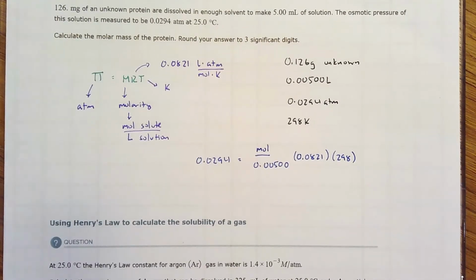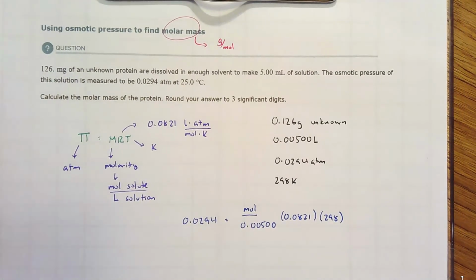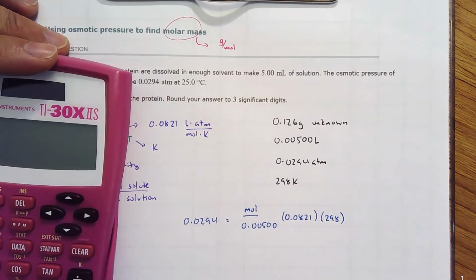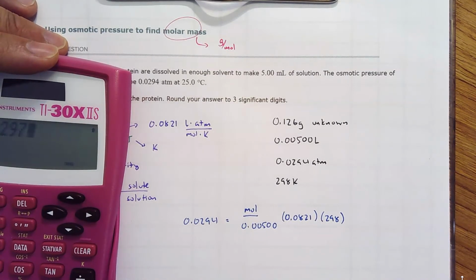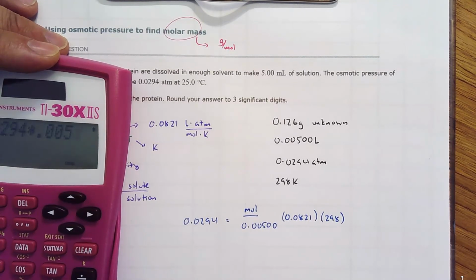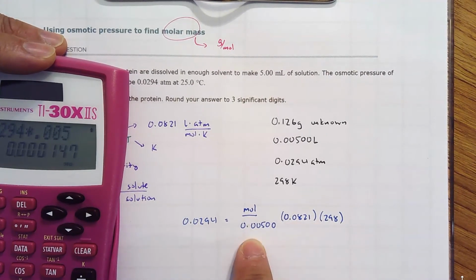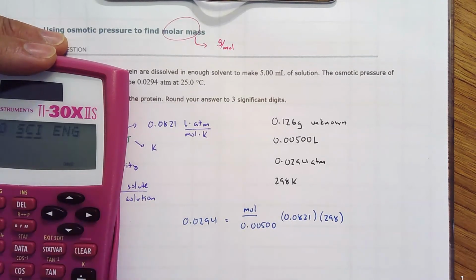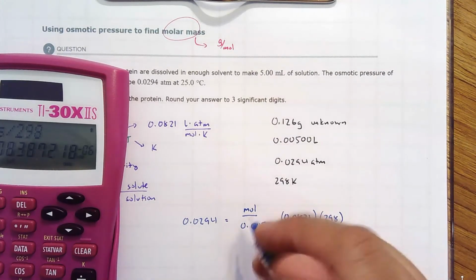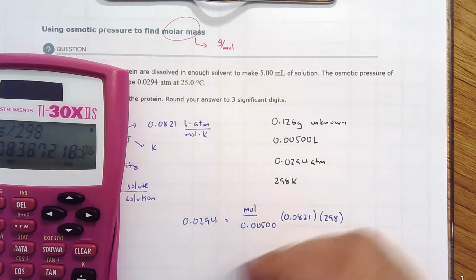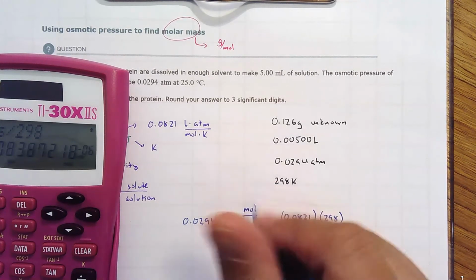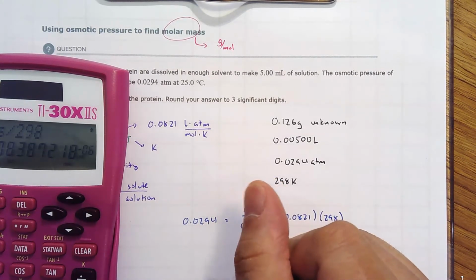What I would do is cross multiply first. 0.0294 times 0.005. We have a number on the left. We've got to bring these two numbers over to the left also, so we're going to divide by 0.0821, divided by 298 equals a small number. Do we expect a small number? It's a protein, right? You don't need a lot of it for it to have a significant mass.